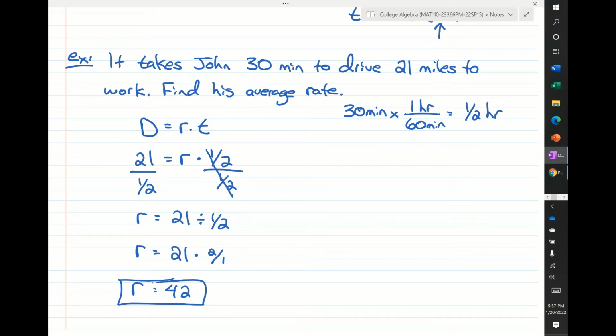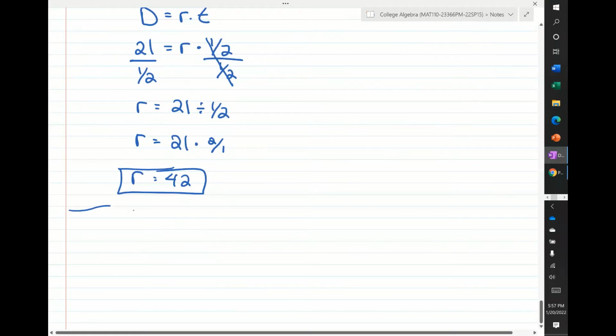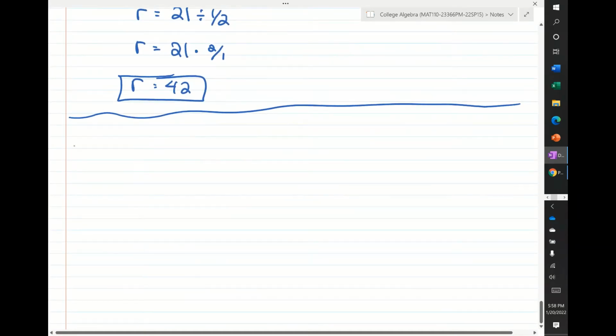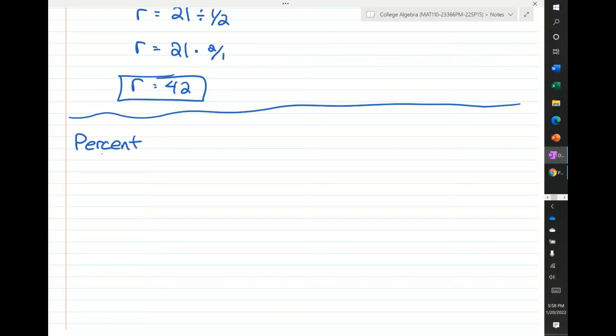So that's all I wanted to do as far as distance equals rate times time problems. I do want to finish class up with what's called percent. Cent means 100, just like there's 100 cents in a dollar. That word percent, that's where the 100 always comes from. Like 20% is 20 out of 100.